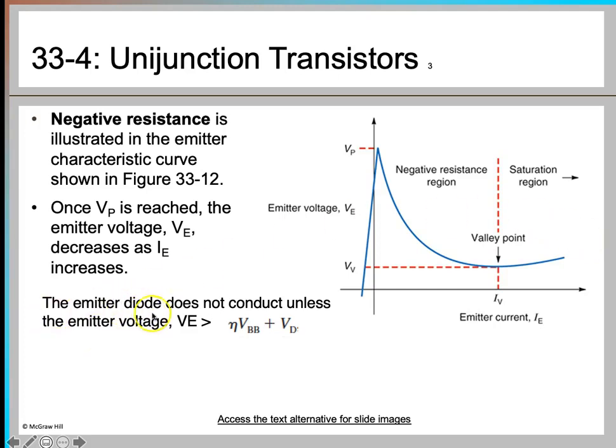So basically the emitter diode does not conduct unless the emitter voltage, which is VE, is greater than eta VBB plus VD. That is what we have got from the circuit. That means when it reaches VP, it will start conducting and your UJT will be turned on. In this region, you can also say that this is the active region when the UJT is turned on. Okay, now let's move on to next.